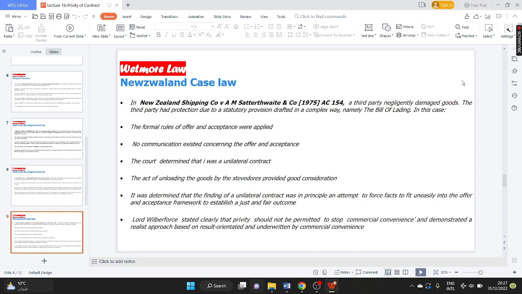It was determined that the finding of a unilateral contract was, in principle, an attempt to force facts to fit uneasily into the offer and acceptance framework to establish a just and fair outcome. Lord Wilberforce stated clearly that privity should not be permitted to stop commercial convenience and demonstrated a realistic approach based on result orientation and underwritten by commercial convenience.